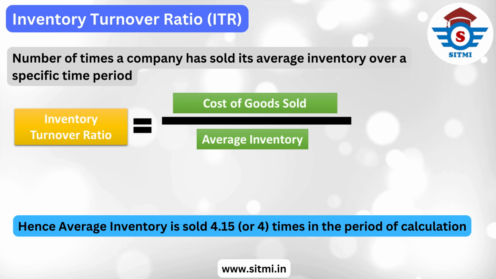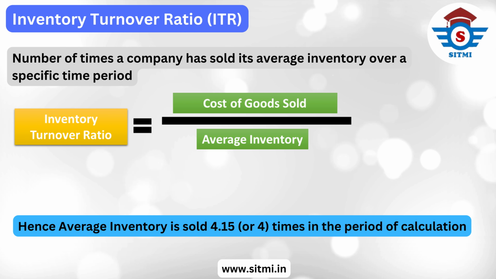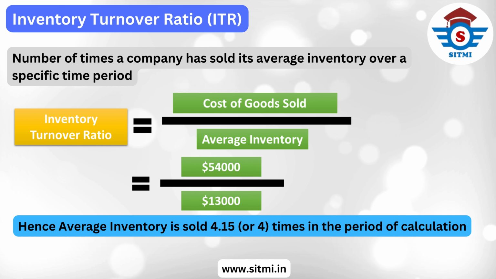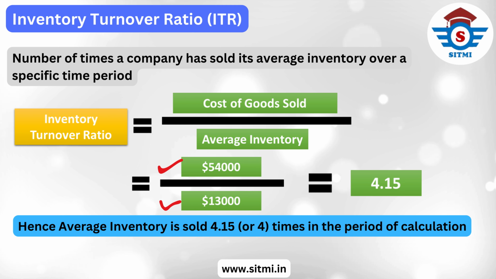The formula for inventory turnover ratio is cost of goods sold divided by average inventory. We have already seen what cost of goods sold and average inventory are in our previous metrics. So let's take an example from our previous numbers. In our previous calculation, the cost of goods sold was 54,000 and our average inventory was 13,000. Once we put these numbers in the formula, we get 4.15.